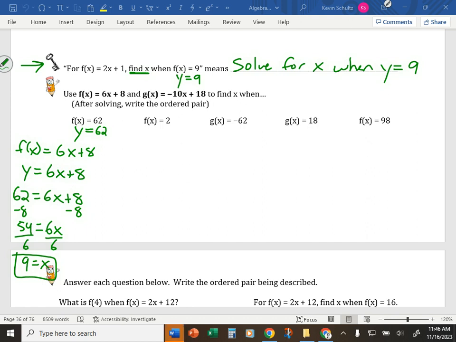Which means, right, it says write your answer as an ordered pair. X is 9, y is 62. That's what I gave you. The ordered pair (9, 62) is on this graph.